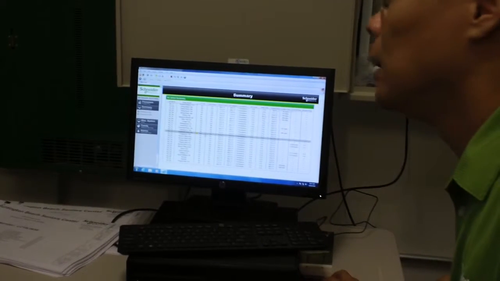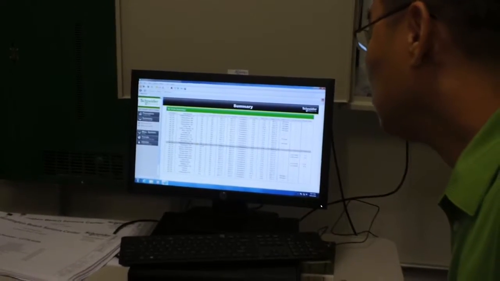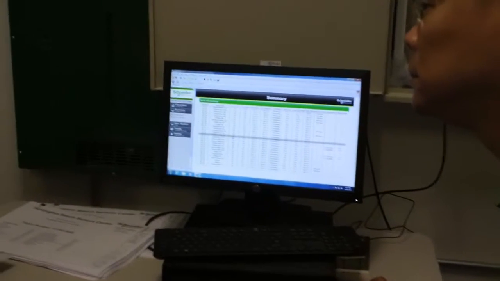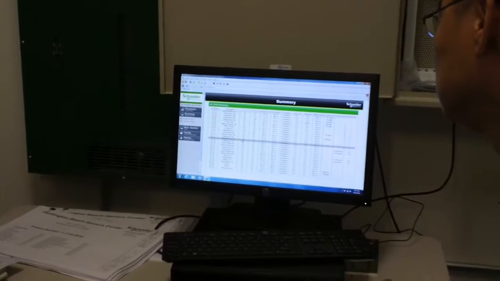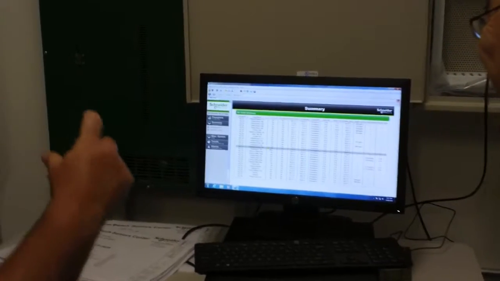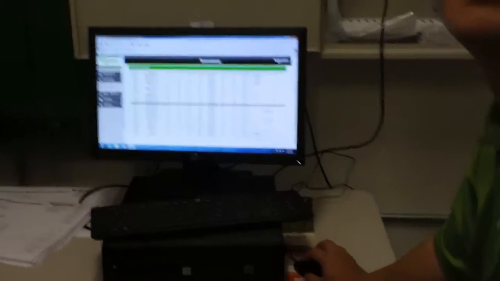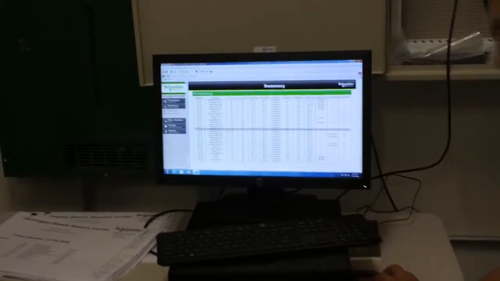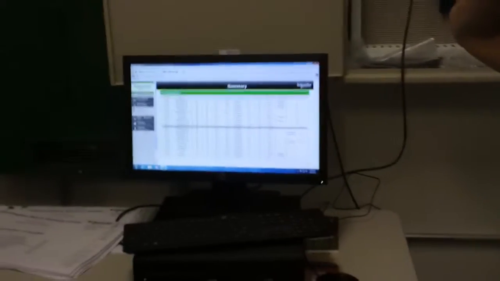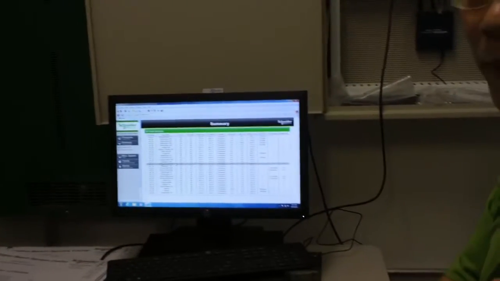Does it give us, I think we talked about it up there, does it give us amp draw on the motors? That way we know if maybe a belt's broken. He wanted to see, you know how we have a CT on the wires going to the motor, if they can tell from here if that motor really is spinning or not.